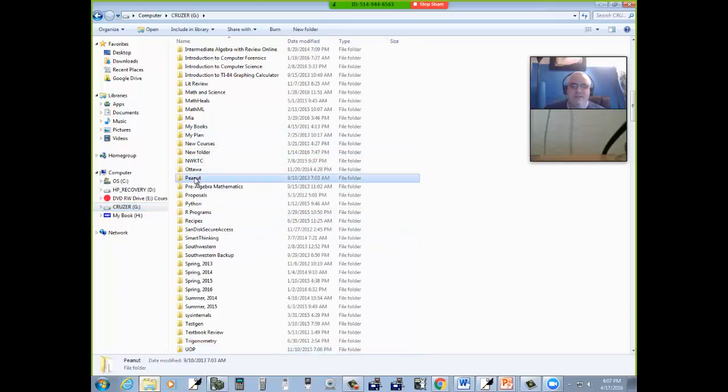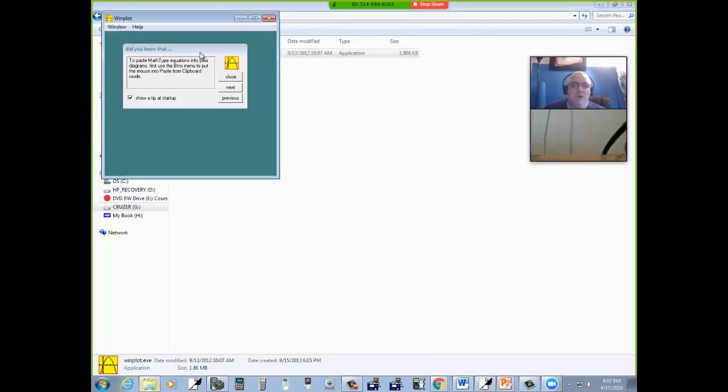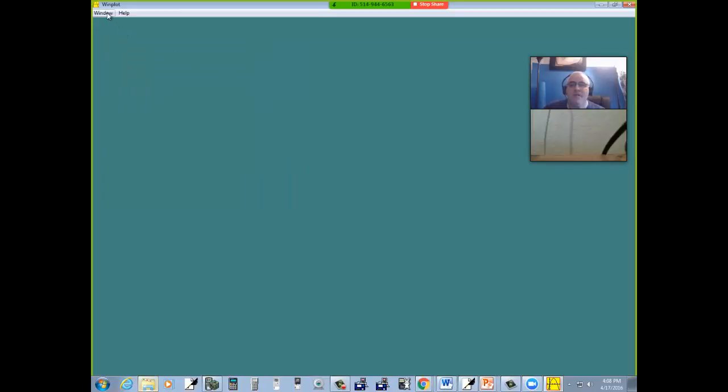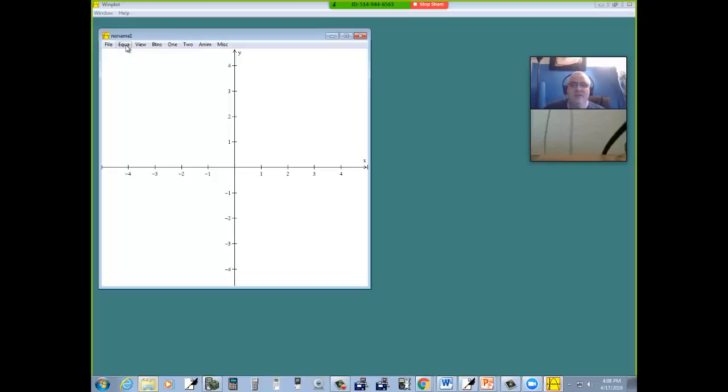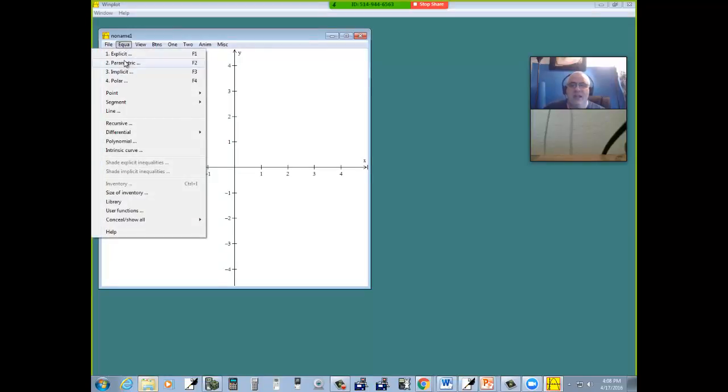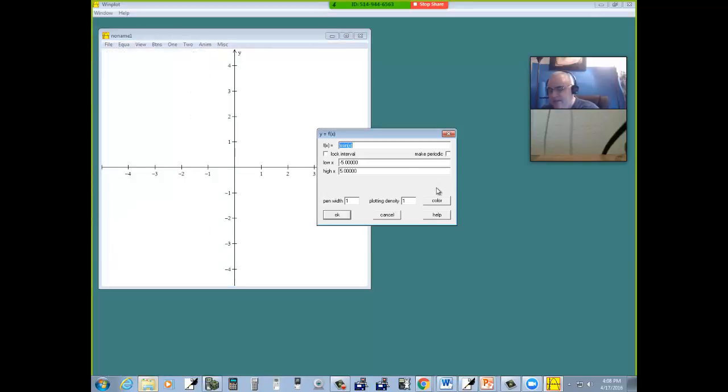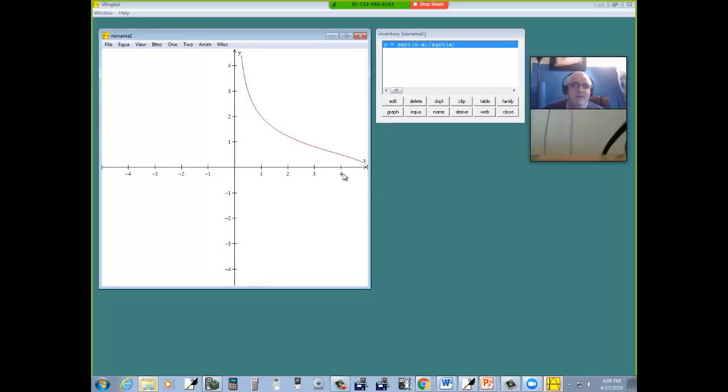If I can find Peanut, there's Peanut. It's called WinPlot. If I do window and choose 2 dimensions, and then choose equation and choose explicit, then if I did the square root of 5 minus x over the square root of x, assuming my low and high x values are fine, and click OK, then we can see the graph goes up forever. So that tells us it goes to positive infinity.